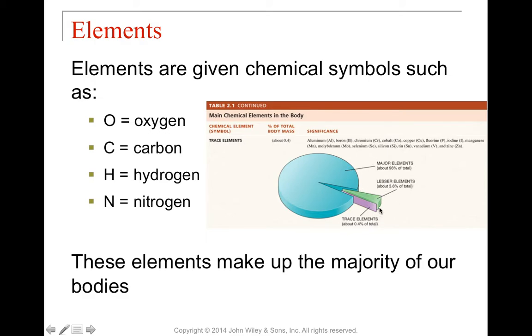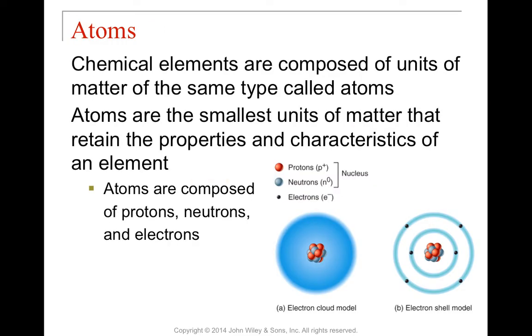But I'm sorry, all of the lesser elements are about 3.6%, so about 4% total, and the trace elements are about 0.4% of our total. So we have a specialized set of elements that would come in very, very low concentrations. But for the purposes of this class, we're probably only going to be talking about oxygen, carbon, hydrogen, and nitrogen. And these elements are going to be responsible for making up most of the biomolecules in the majority of our bodies. Now, atoms are going to be the smallest unit of matter that retains the properties and characteristics of whatever the element that we're looking at is.